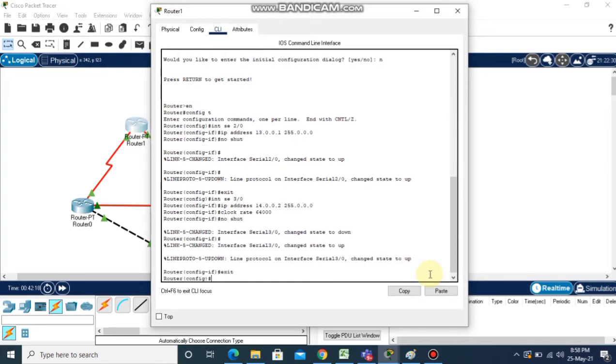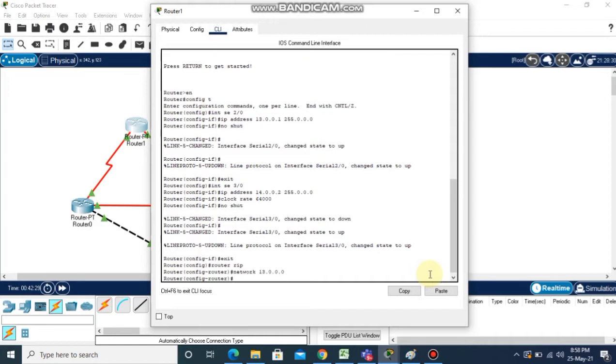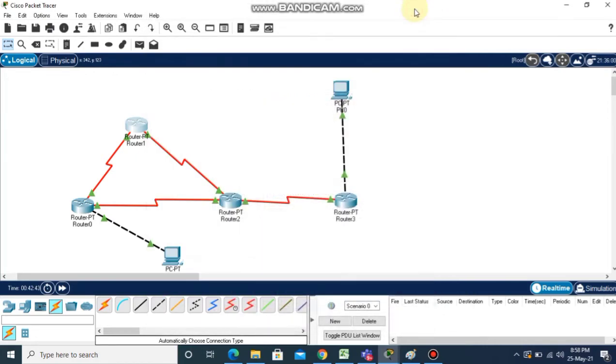We'll do the same over here. At the configuration mode, you have to write router rip, then use keyword network and mention the directly connected network. In this case, it's 13.0.0.0, and the next network is 14.0.0.0. So these are the two links with router 1. We'll do the same for the rest of the routers.